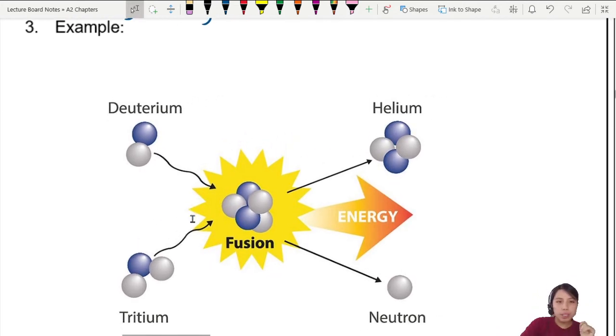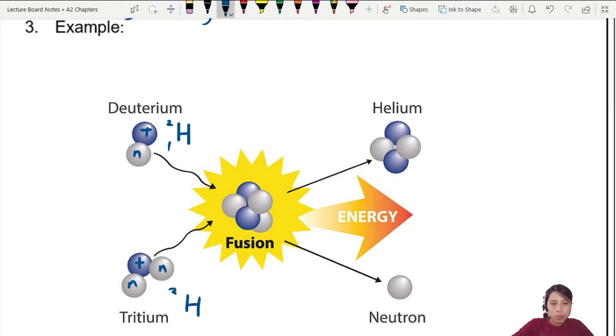This is merging together deuterium-tritium to form helium. What is deuterium? Deuterium has a proton and a neutron. So this one is called H, an isotope of hydrogen. H 2 1. Tritium is 1 proton and 2 neutrons. So this is also an isotope of hydrogen. This one is 3, that's why it's called tritium. 2 is deuterium, and this is 3 1. They're all still having a proton number of 1, so they're all still hydrogen, but they're isotopes of hydrogen.